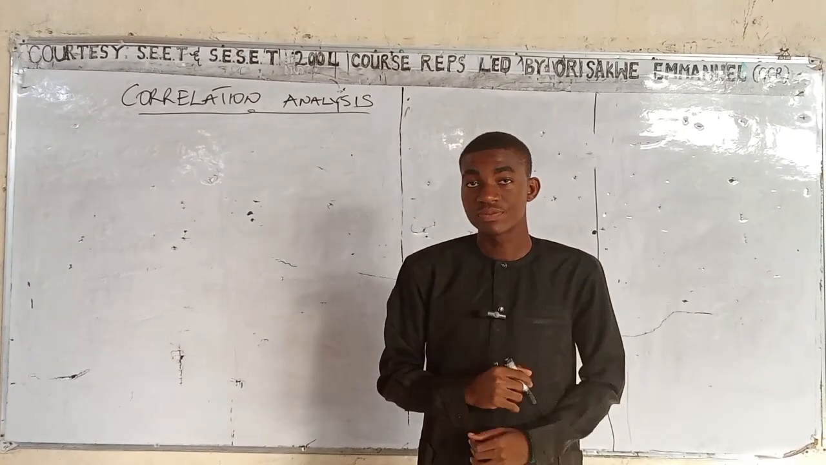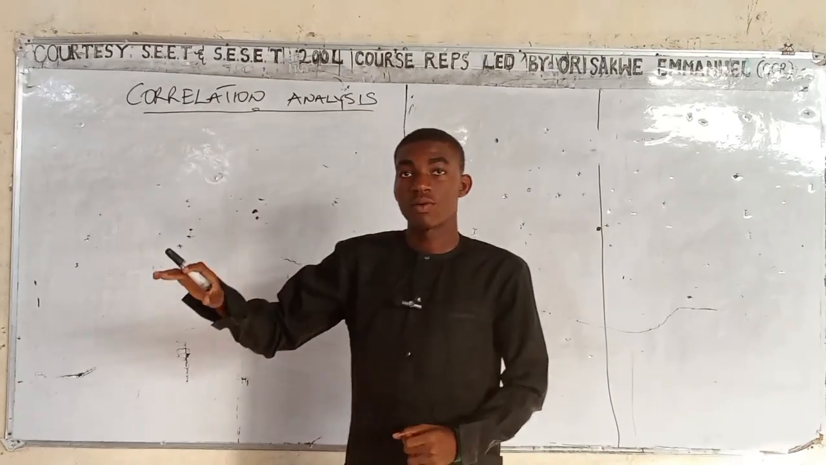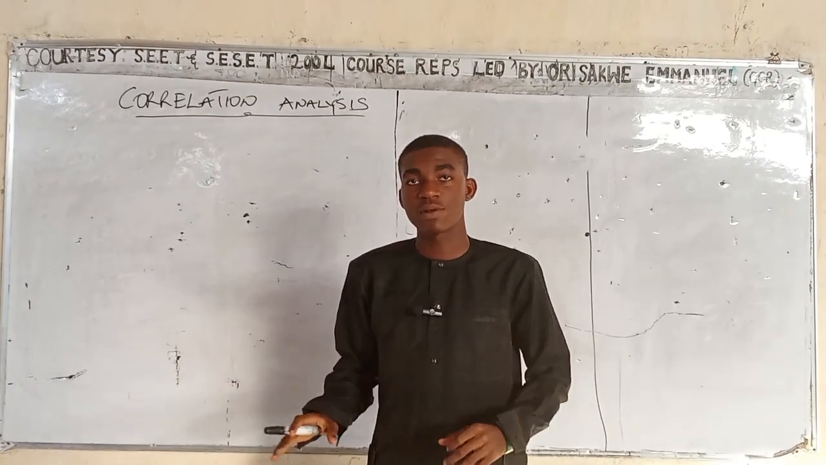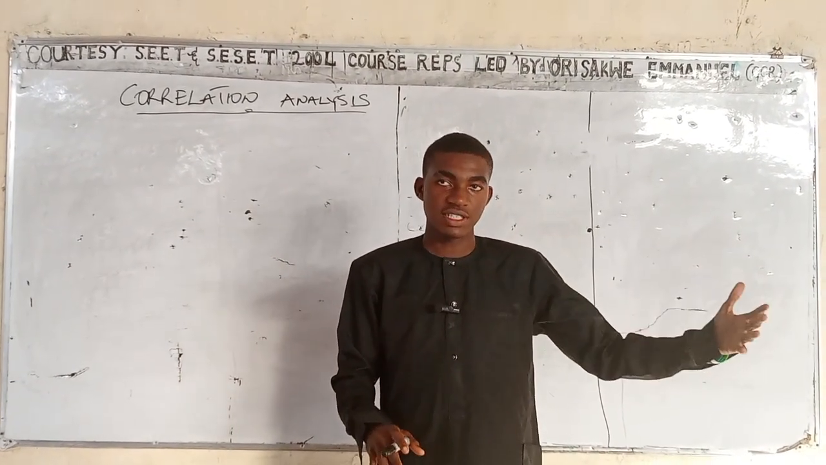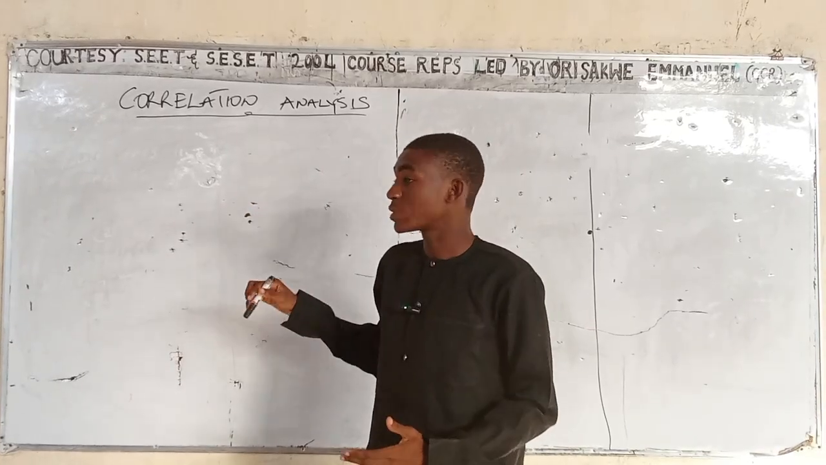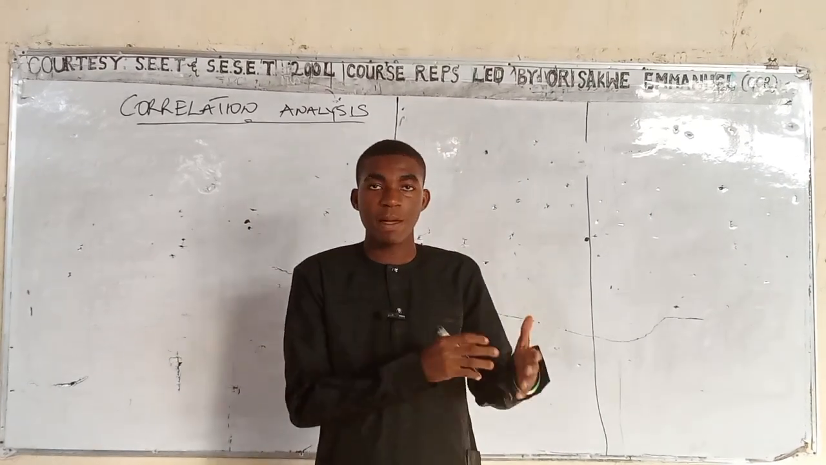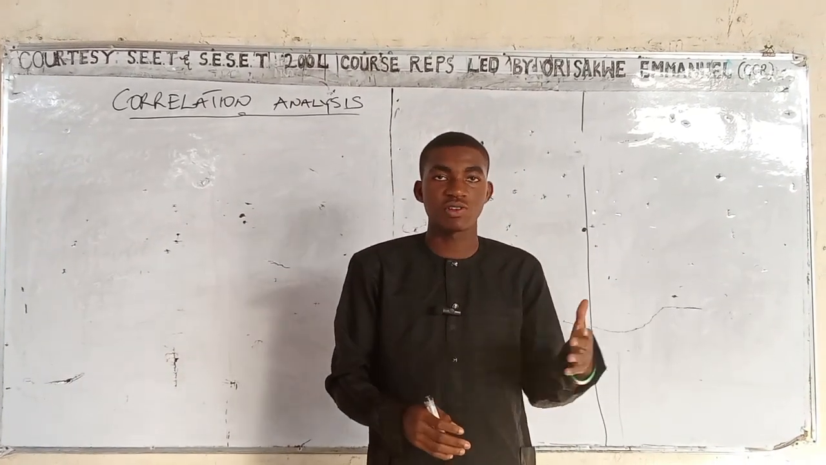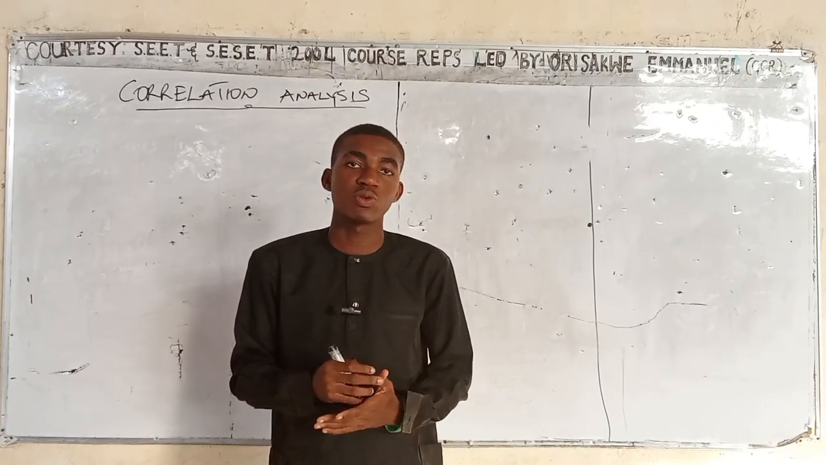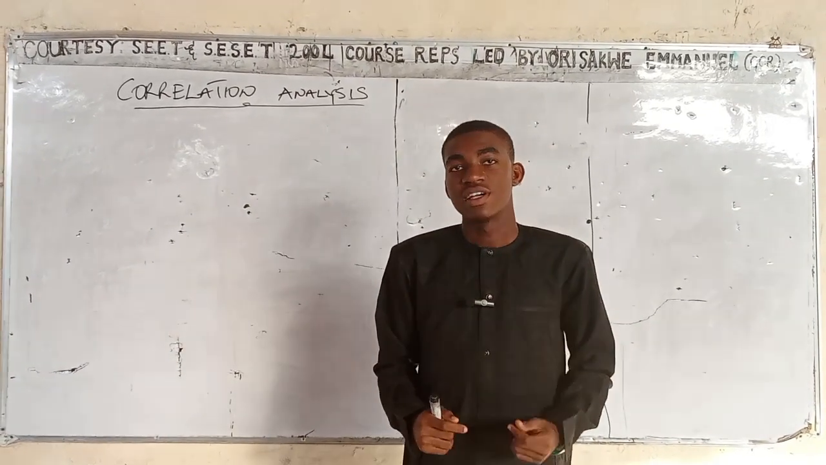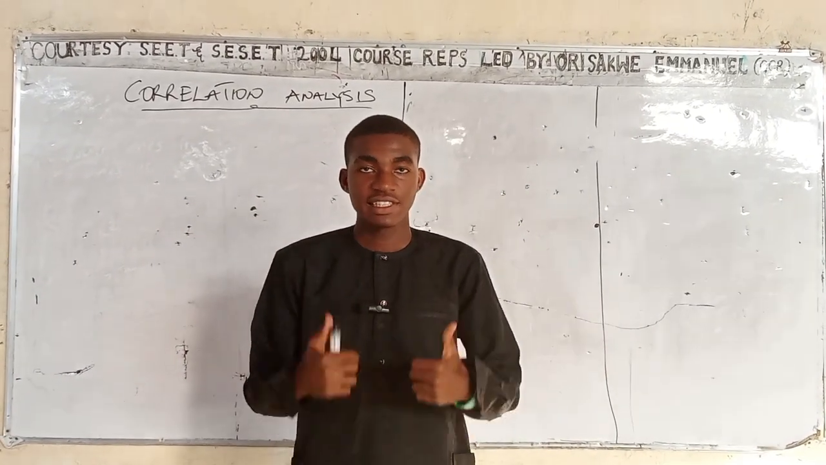In this particular video, I'm going to explain what correlation analysis is. I'm going to explain what a positive correlation is and a negative correlation. I will also explain the difference between the Spearman's correlation coefficient and the Pearson's correlation coefficient, and which one to use in solving a problem. So stay to the end of the video to get the full gist. Let's get to the video.